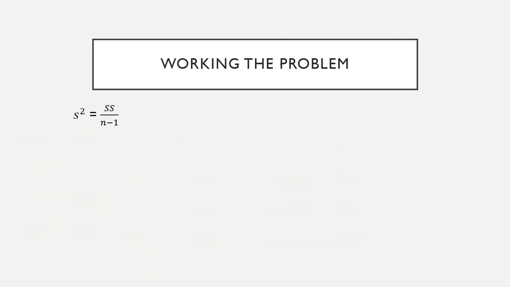So now we have to work the problem. First we're going to do sample variance, which is sum of the squares over n-1. So our sum of the squares was 36, and our n-1 is 7, which gives us 5.14. Next we have to find the estimated standard error, which is the square root of the sample variance over n. So we do the square root of 5.14 over 8, which simplified gives us 0.6425, and we square root that, which gives us 0.802.